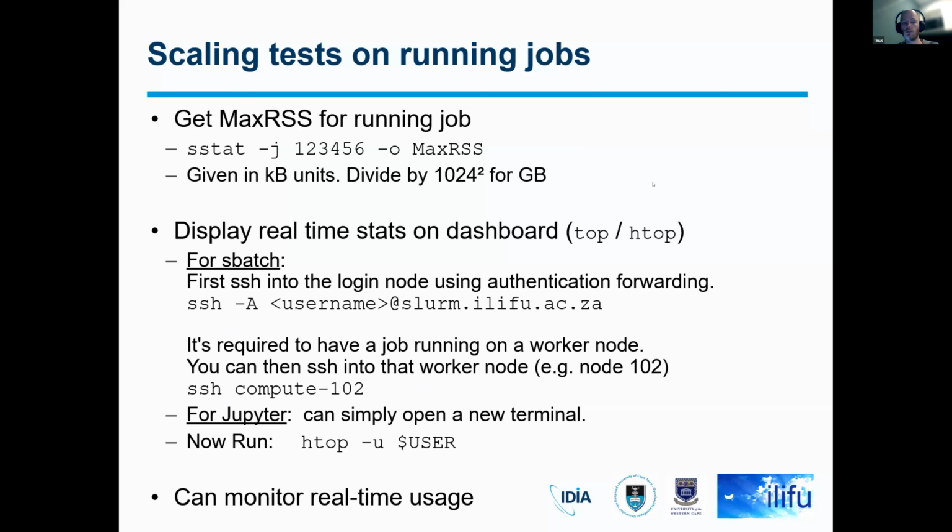Now, once you're on that node where your job is running, you can use a utility like htop to get more information about the resources that are being used by your job. So htop -u and your username can be used to filter all of the processes running on that node to only your processes. And then you can actually monitor the resource usage in real time. This can be a very good way of getting real time information about the job and what is happening.